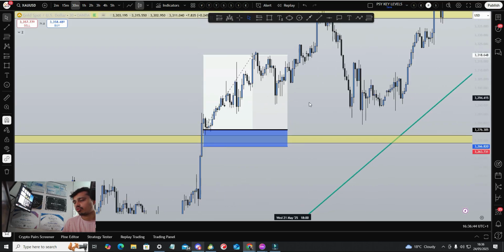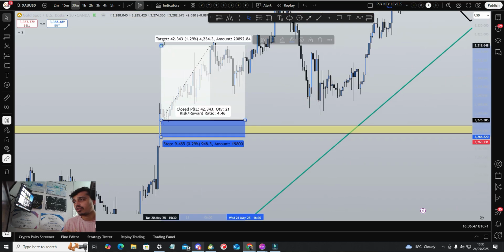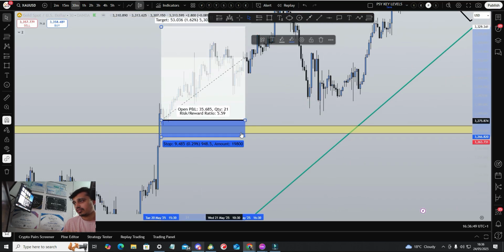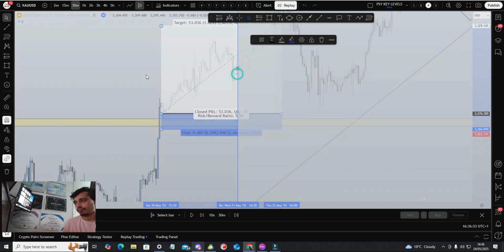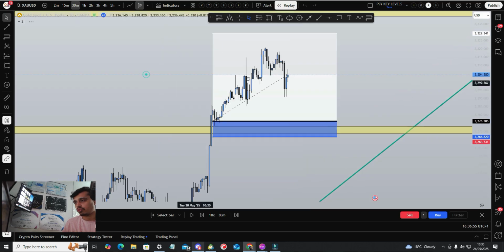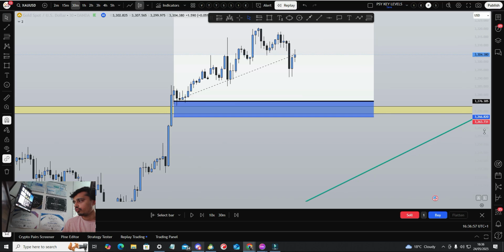So this is a nice 1 to 4. Now this is almost a phase 2 pass. Let's put it up to here. I want to go to a much smaller time frame and show you how you could have taken the entry.